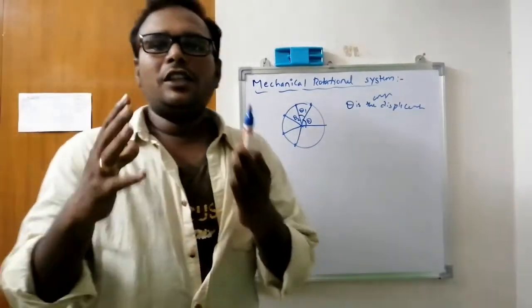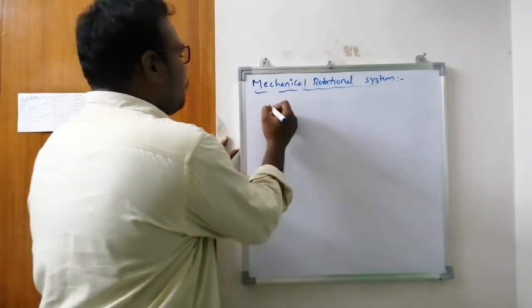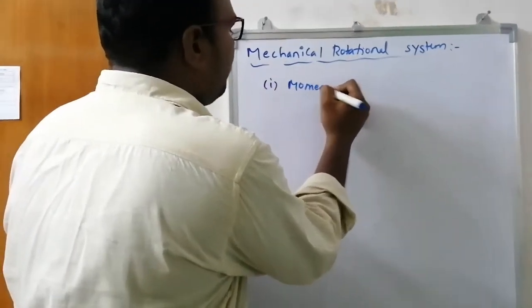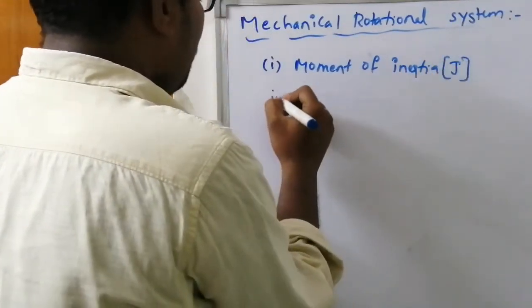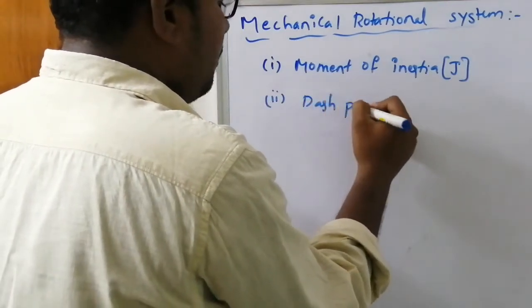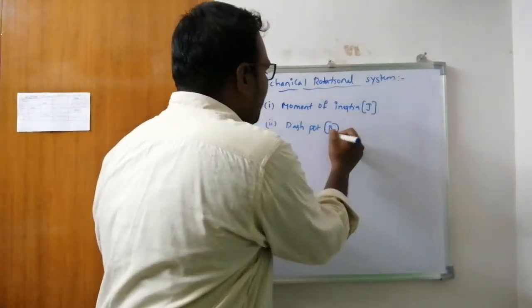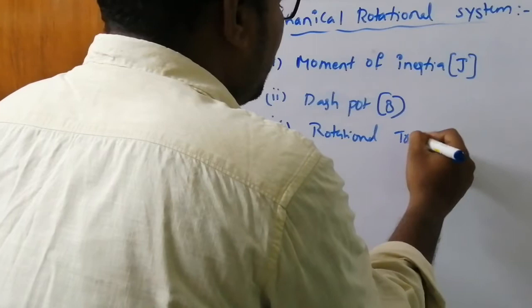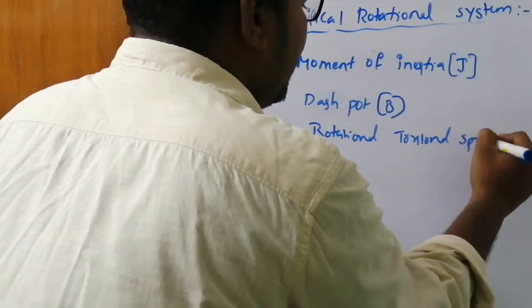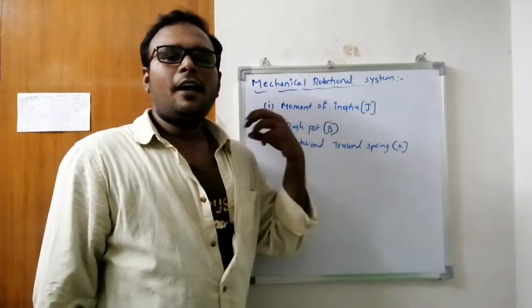Here also we have three basic elements. In this mechanical rotational system, the first one is moment of inertia, represented by J. Another one is the dashpot, same as before, but here we use a rotational viscous fluid dashpot, denoted by B. And another one is the torsional spring, denoted by K. So these are the three components used in the mechanical rotational system.